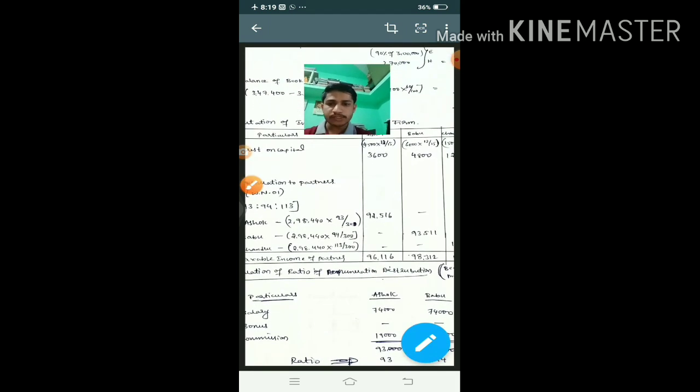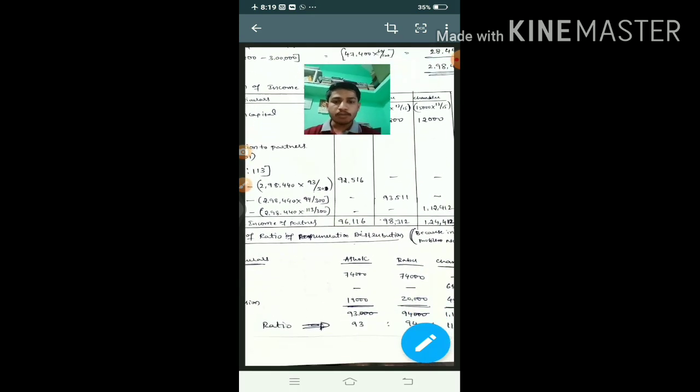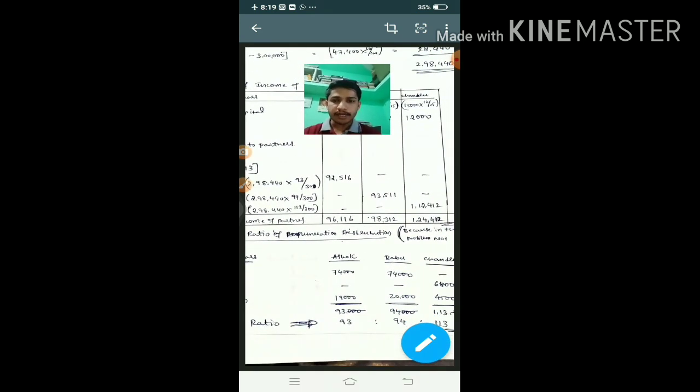So how much remuneration is provided? The actual remuneration is 2,98,440, which has been allowed as a deduction under section 40(b). So this remuneration we have to distribute to the partners now. 2,98,440. How much is the ratio of Ashok? 93, right? 93 divided by 300.